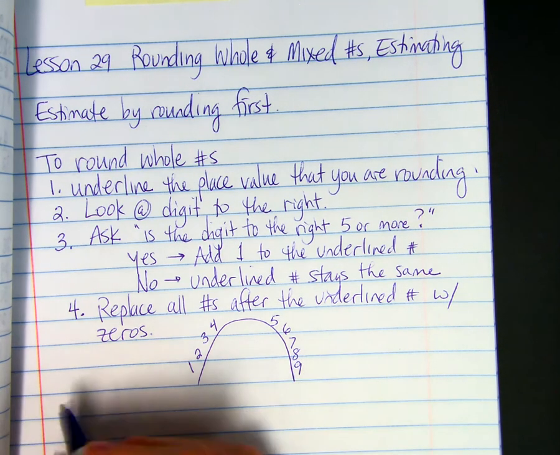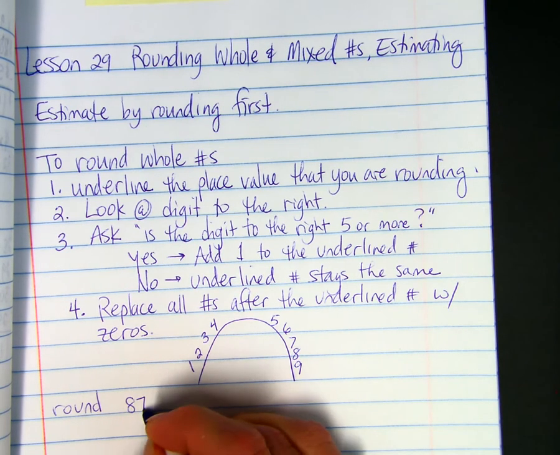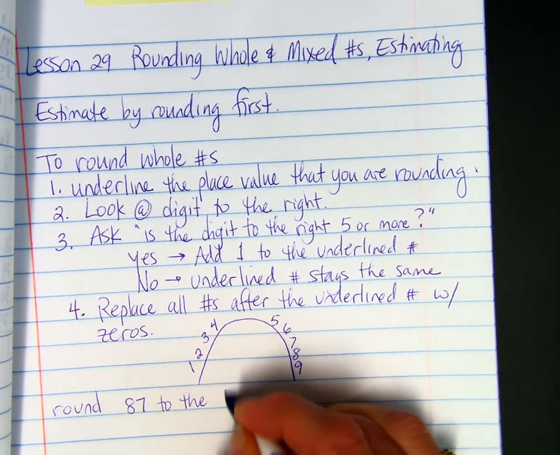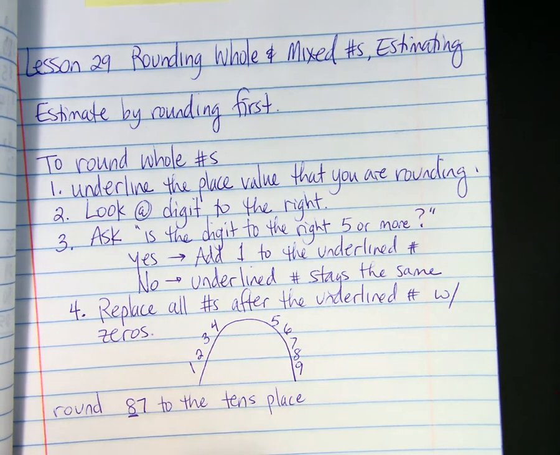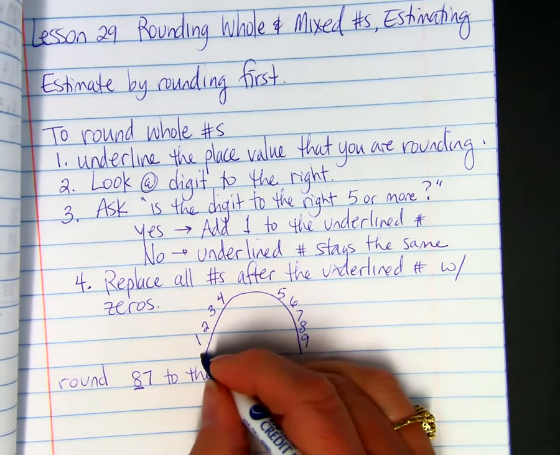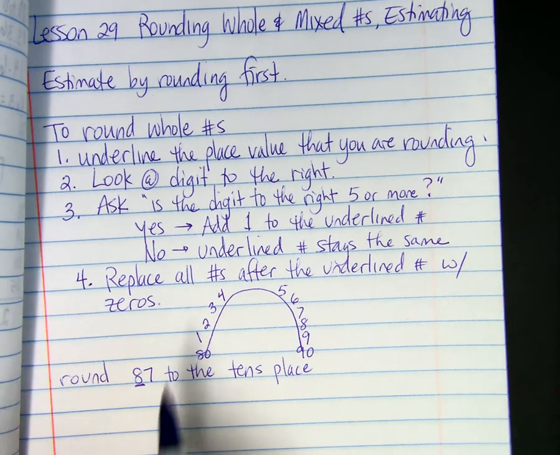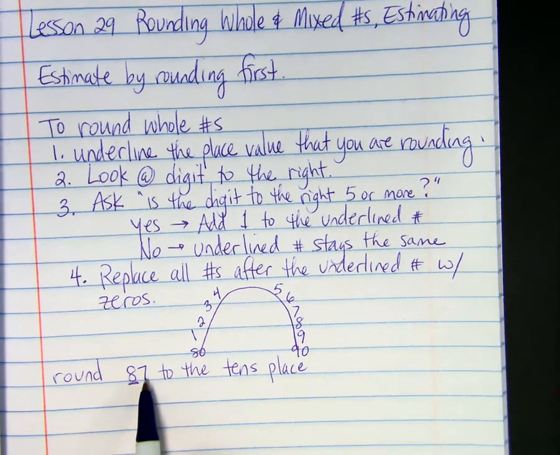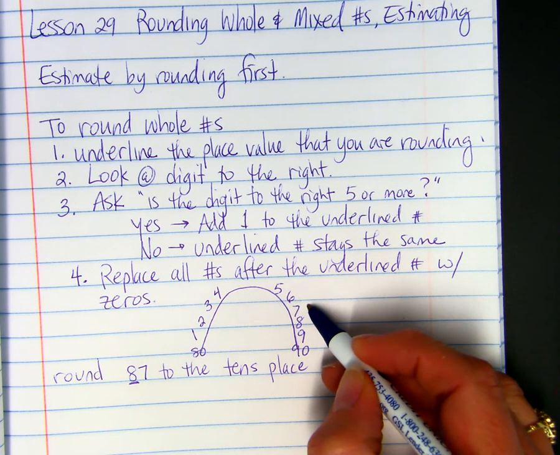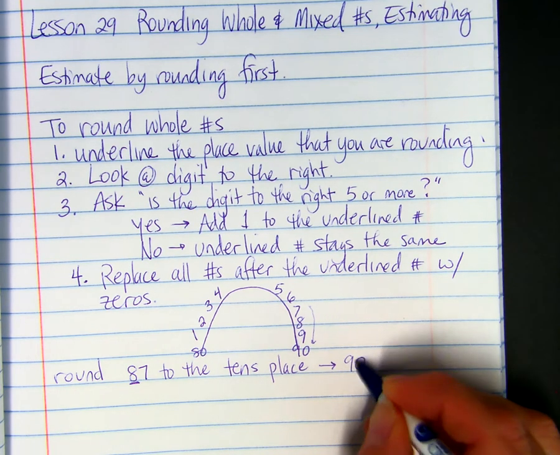Let's do an example. So if we want to round 87 to the tens place, you look at the 8, because that's the tens place. You could have 80 on this side of the hill and 90 on that side of the hill. Then you look at the 7, just to the right of the 8. Since that is a 7, you're on this side of the hill and you can just fall down to the 90. So rounding to the nearest tens place would be 90.